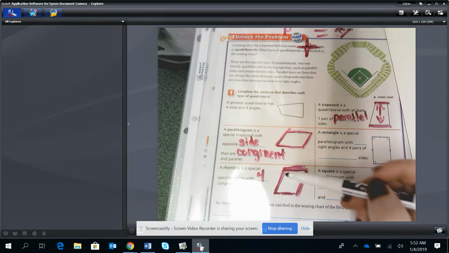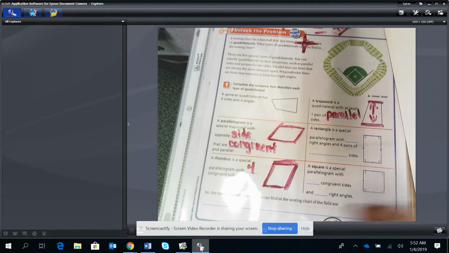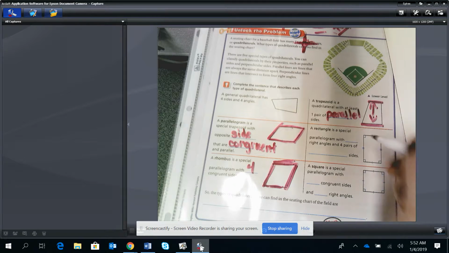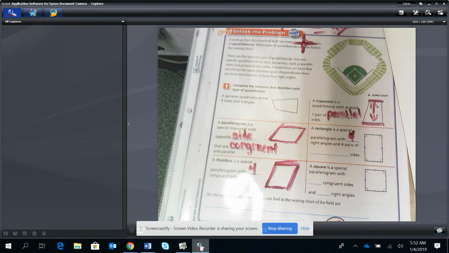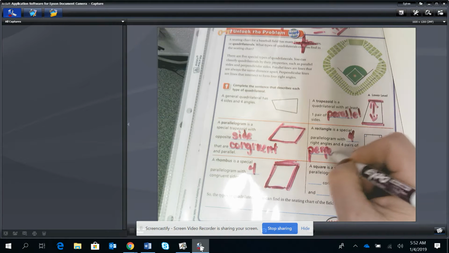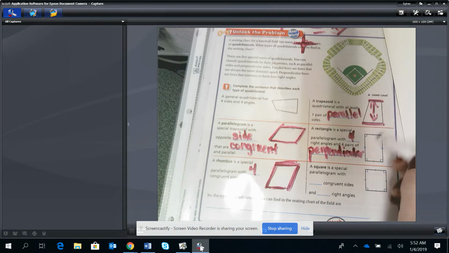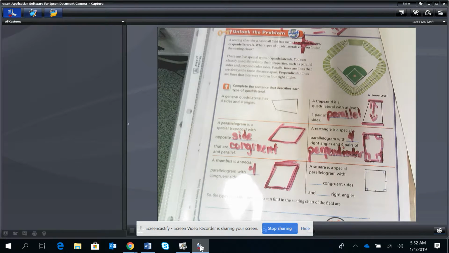So a rectangle is a special parallelogram with 4 right angles and 4 pairs of perpendicular sides, which means all 4 sides have right angles. Where they intersect, it's a right angle. A square is a parallelogram with 4 congruent sides, so that means all the sides have to be the same length, and 4 right angles.